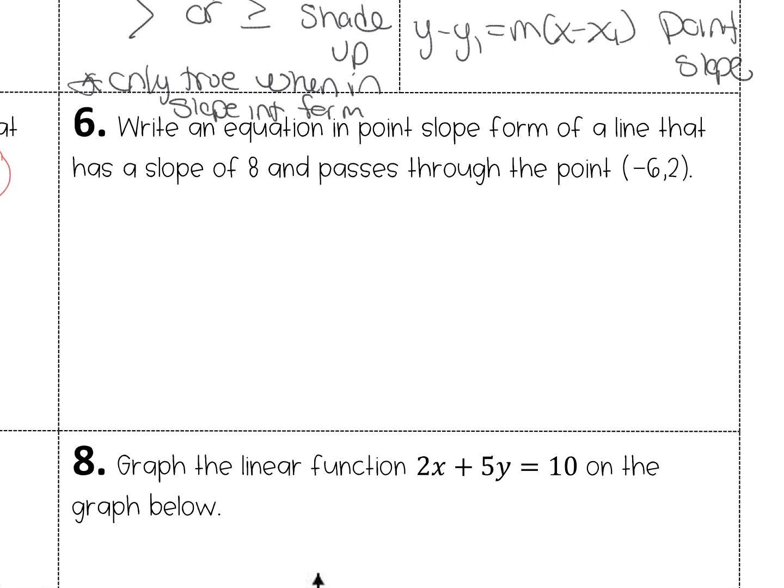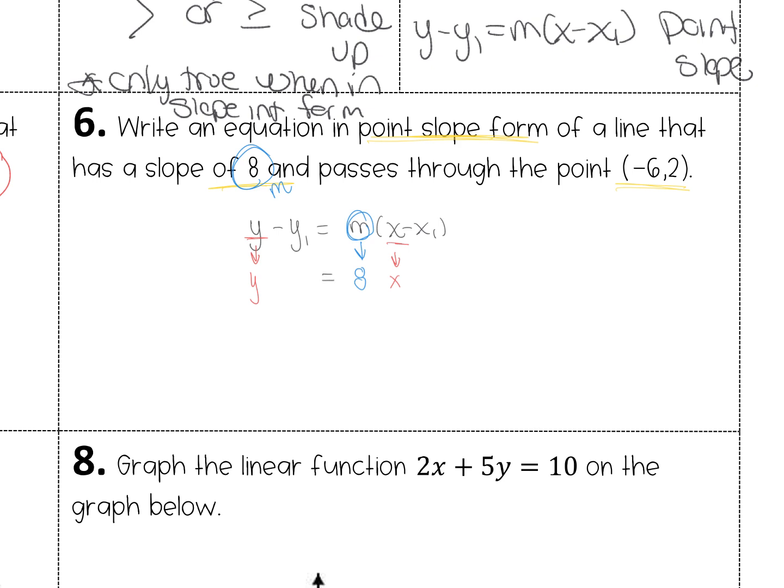Number 6 says, write an equation in point slope form. So make sure you're reading point slope form that has a slope of 8 and passes through the point. So first I'm going to write my formula. y minus y1 equals m times x minus x1. So here's my slope, which we call m. So we know that m is going to become 8. And this y and this x we're going to leave alone. They're part of the equation, y, x.